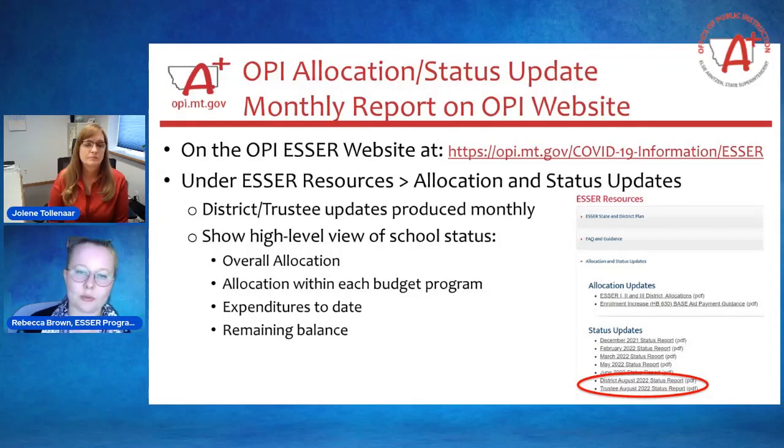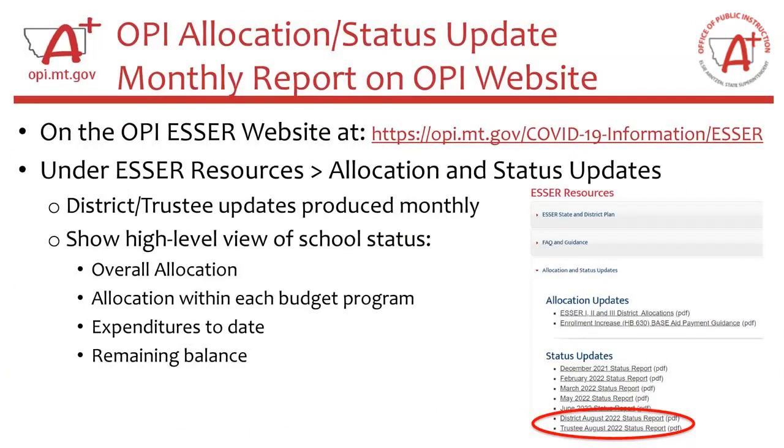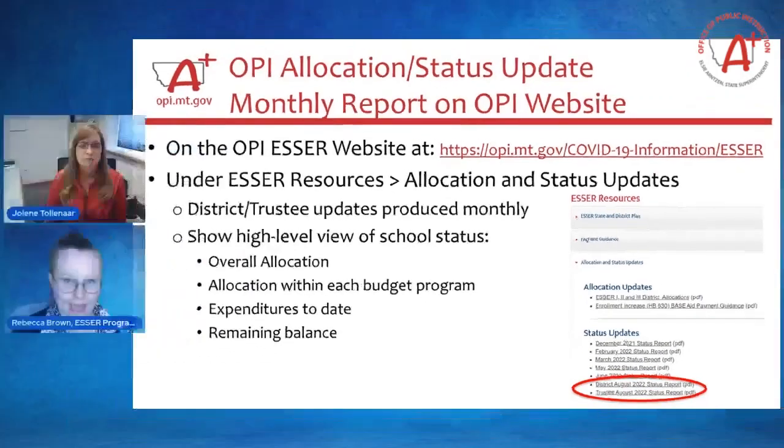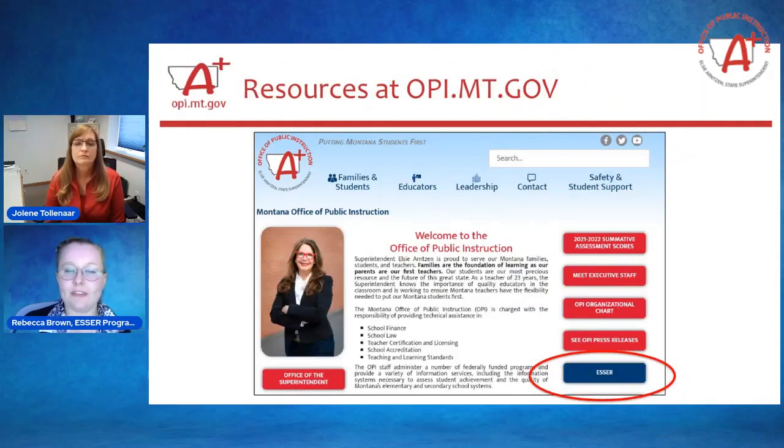But essentially, what this report shows is your overall grant award for all three of the grants, ESSER 1, 2, and 3, and then how much has been spent out of each of those grants and what is remaining in each of those grants. And so circled at the bottom of your screen here, it shows the district and trustee status reports from August. Those reports were run at the end of August, so they are looking back at the month of August. And up on the website now, you'll see the September reports, which were run at the end of September, and they look back from the end of September. And then coming up on the end of October here, you'll have new reports that anchor on the month of October. Next slide, please.